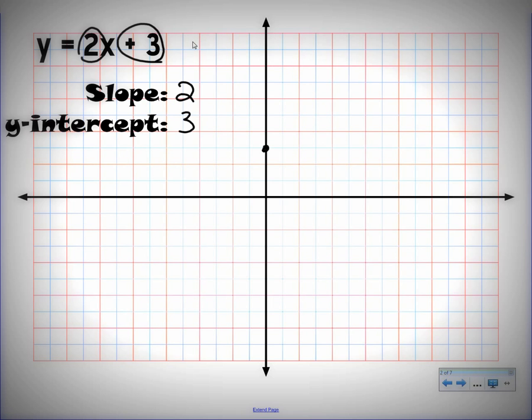Okay, so I'm going to rise 2, run 1. That will land me there. Come up 2, run 1. Come up 2, run 1. There. There. I can also go backwards. And then just connect your dots. Alright, so there's the graph of y equals 2x plus 3.